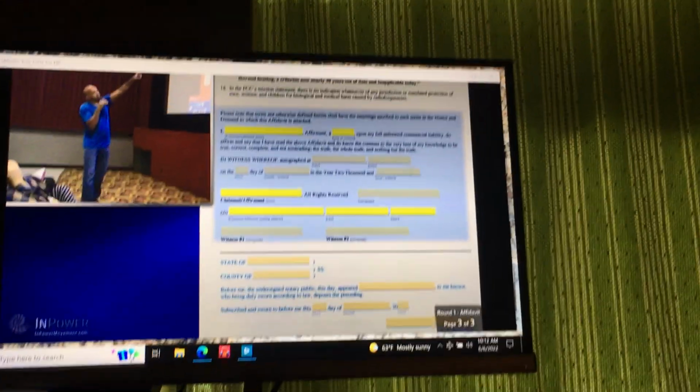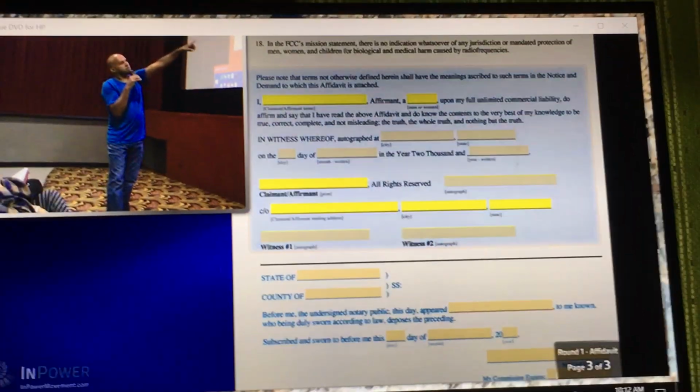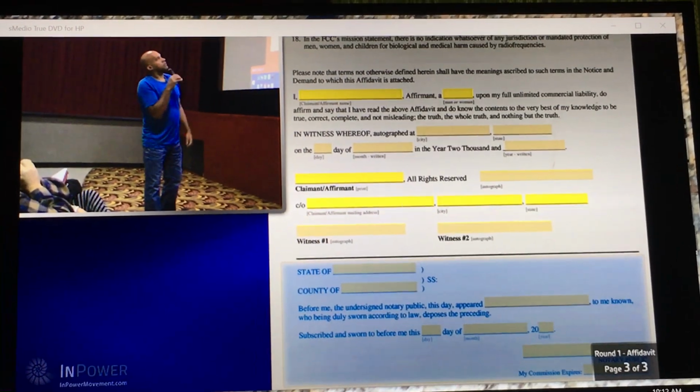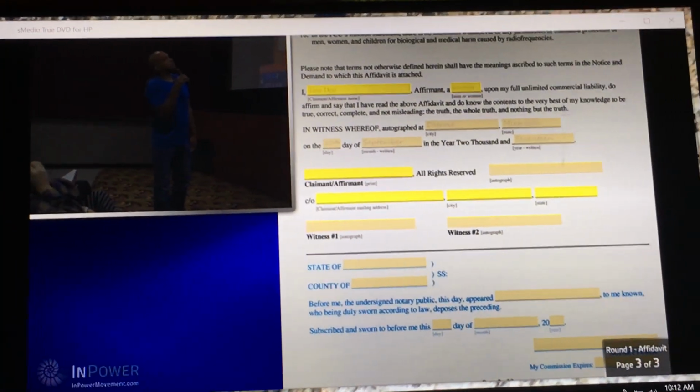And here's where you sign, and your 2 witnesses, and your notary. Here's an example of the completed page.